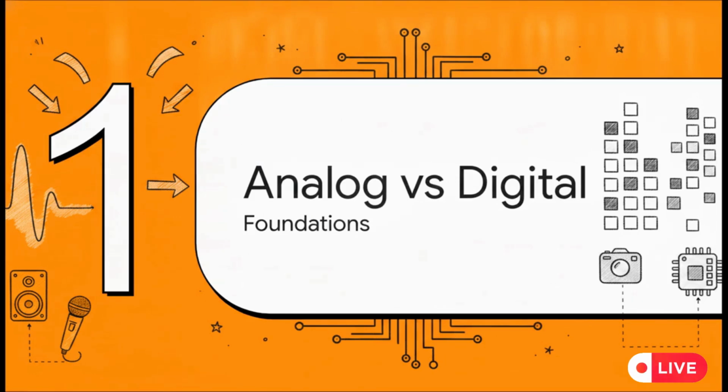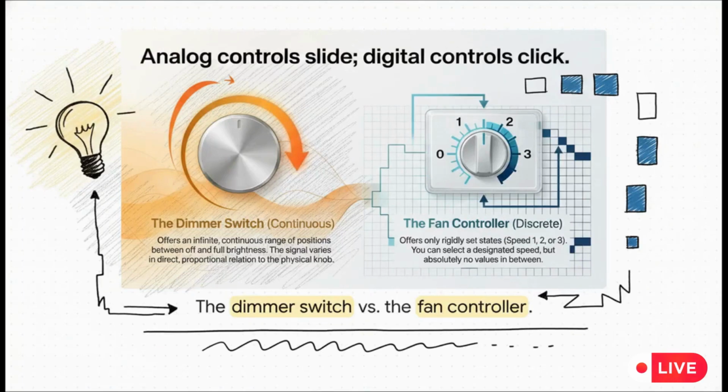Let's start right at the bedrock of the AV industry by defining exactly how we capture and control real-world phenomena. Think about an analog signal like a classic dimmer switch on your dining room wall. It gives you this infinite, continuous range of positions between completely off and full brightness, right? The signal varies in direct, proportional relation to exactly where you turn that physical knob.